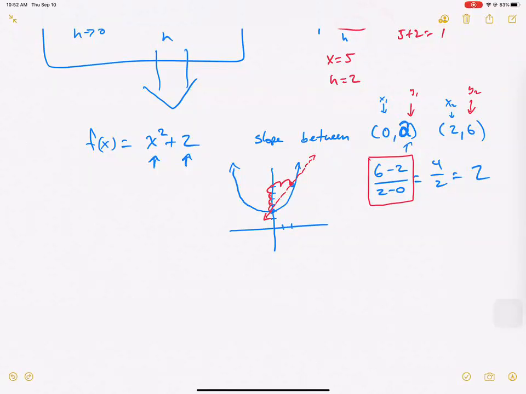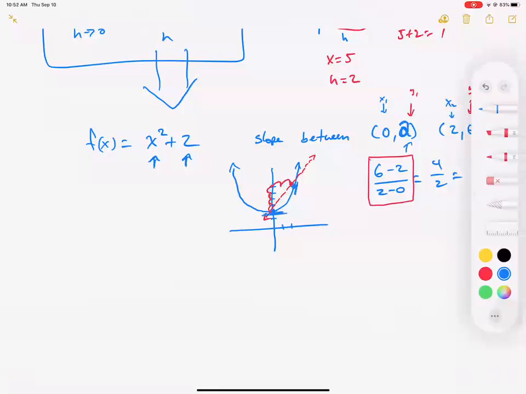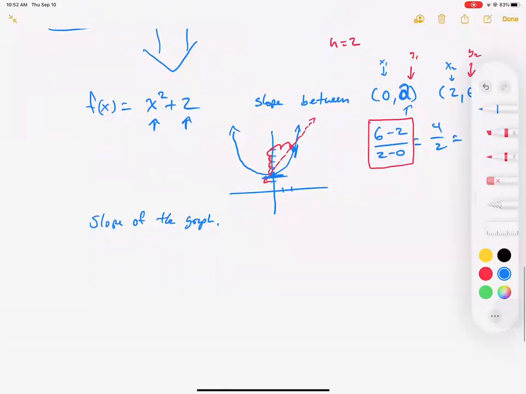But the problem is, what if I was asking you to find the slope at 0 or find the slope at 2? Neither of the tangent lines look like the slope we came up with. So right now we're going to push the slope forward. I'm going to ask you to find the slope of the graph, and we're going to do this in a couple of steps.